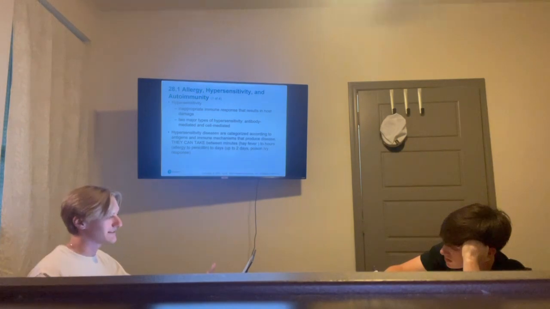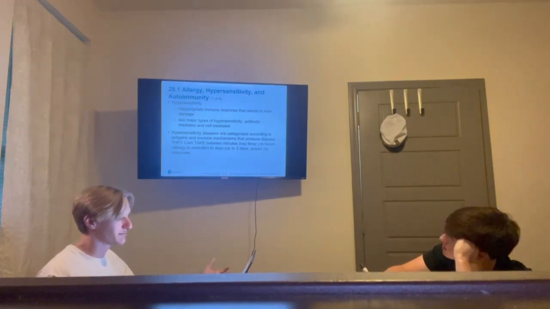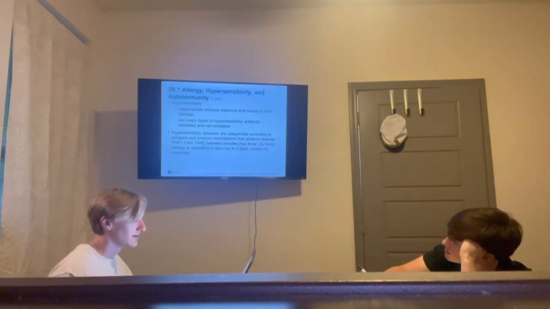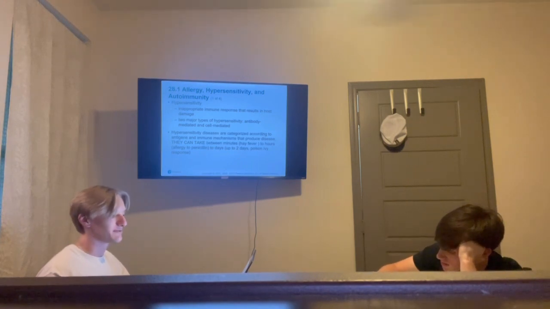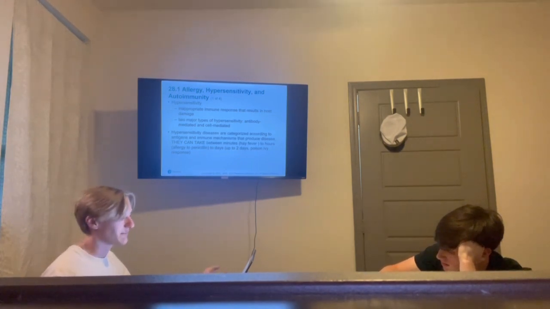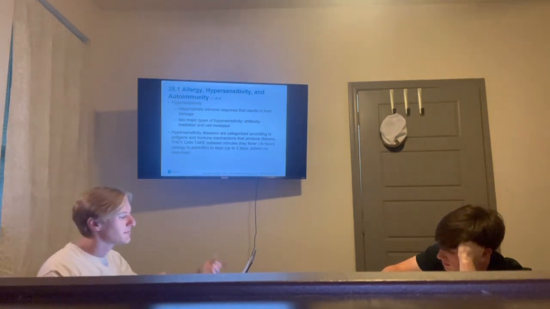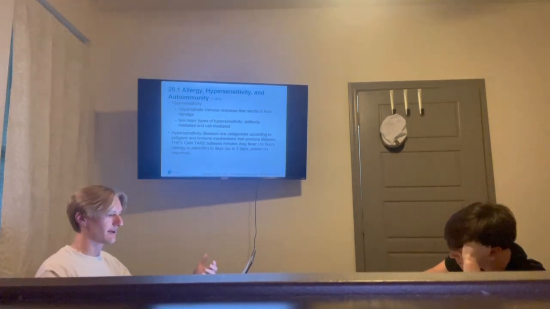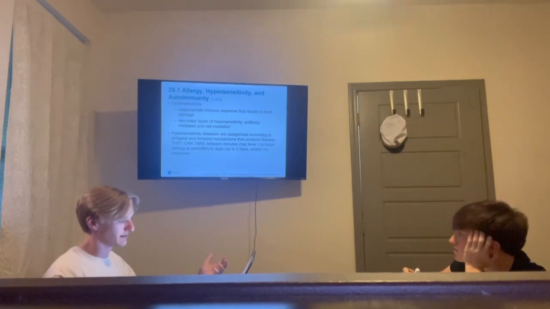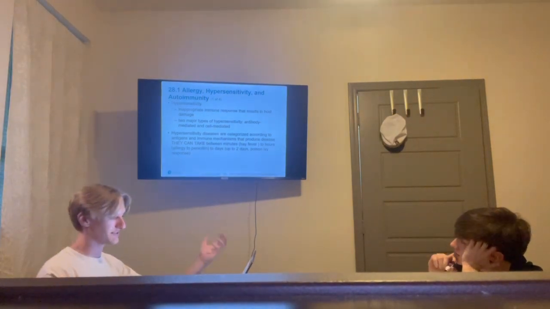Hypersensitivity is defined as an inappropriate immune response that results in host damage. Two major types of hypersensitivity can be antibody-mediated and cell-mediated. Hypersensitivity diseases are categorized according to antigens and immune mechanisms that produce disease.